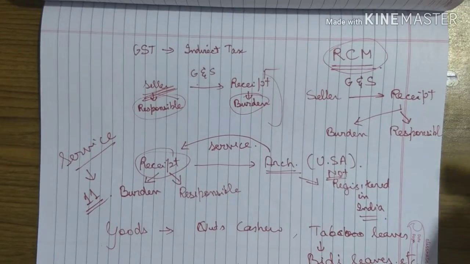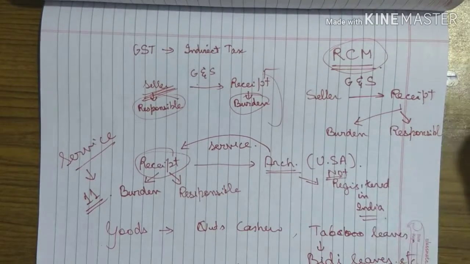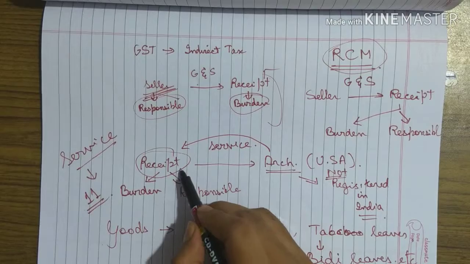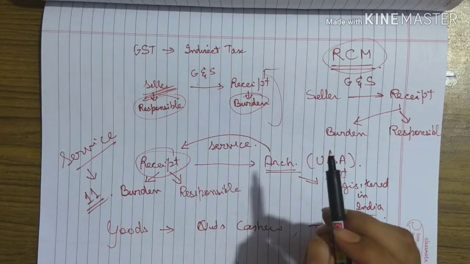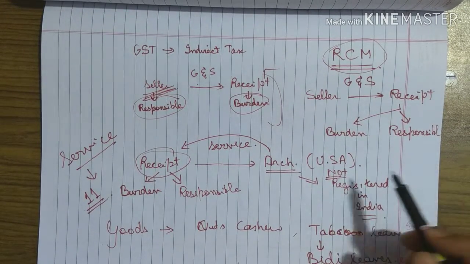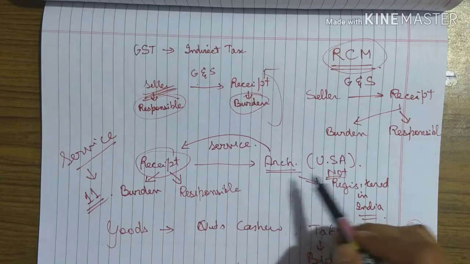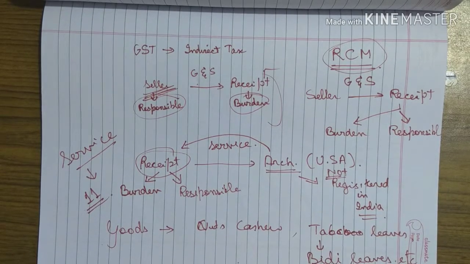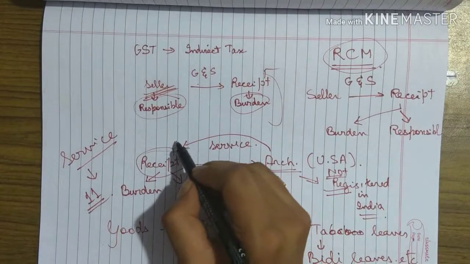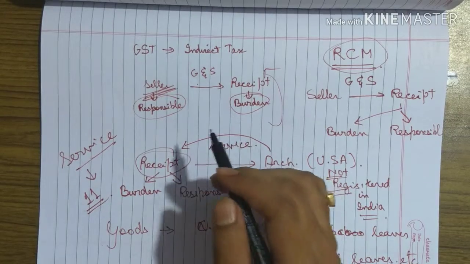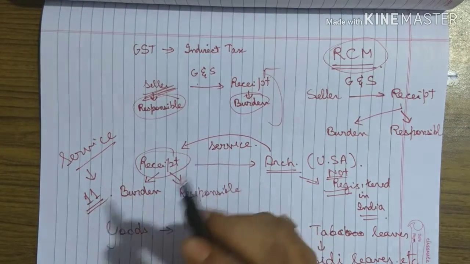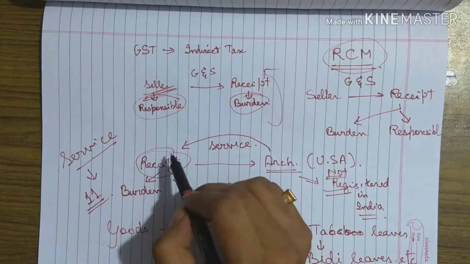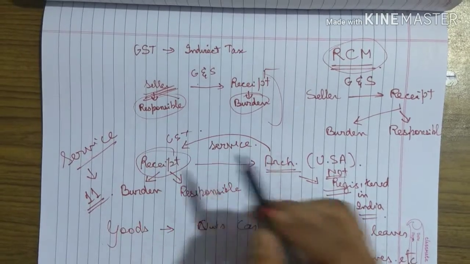A very important thing under reverse charge mechanism is that there is no threshold limit. If the recipient is under the threshold limit, he doesn't need to register under GST, but in case he imports services from outside India and the person selling the service is not registered in India, whatever his income is, or whether he is under the threshold limit or not, this person needs to register under GST and pay the tax.